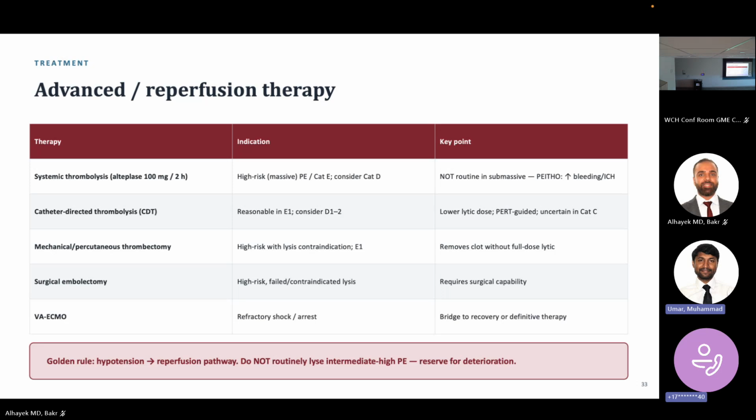And then you have the second thing, which is the thrombectomy, and you have the CDT, which is actually something where they go inside, they go near to the clot, and they just start administering fibrinolytics. So this is why they call it catheter-directed thrombolysis. And then you have the mechanical thrombectomy. Everyone kind of had a patient with DVT, PE, that had a thrombectomy. And then you have surgical embolectomy. Well, this is very high-risk surgery in general.